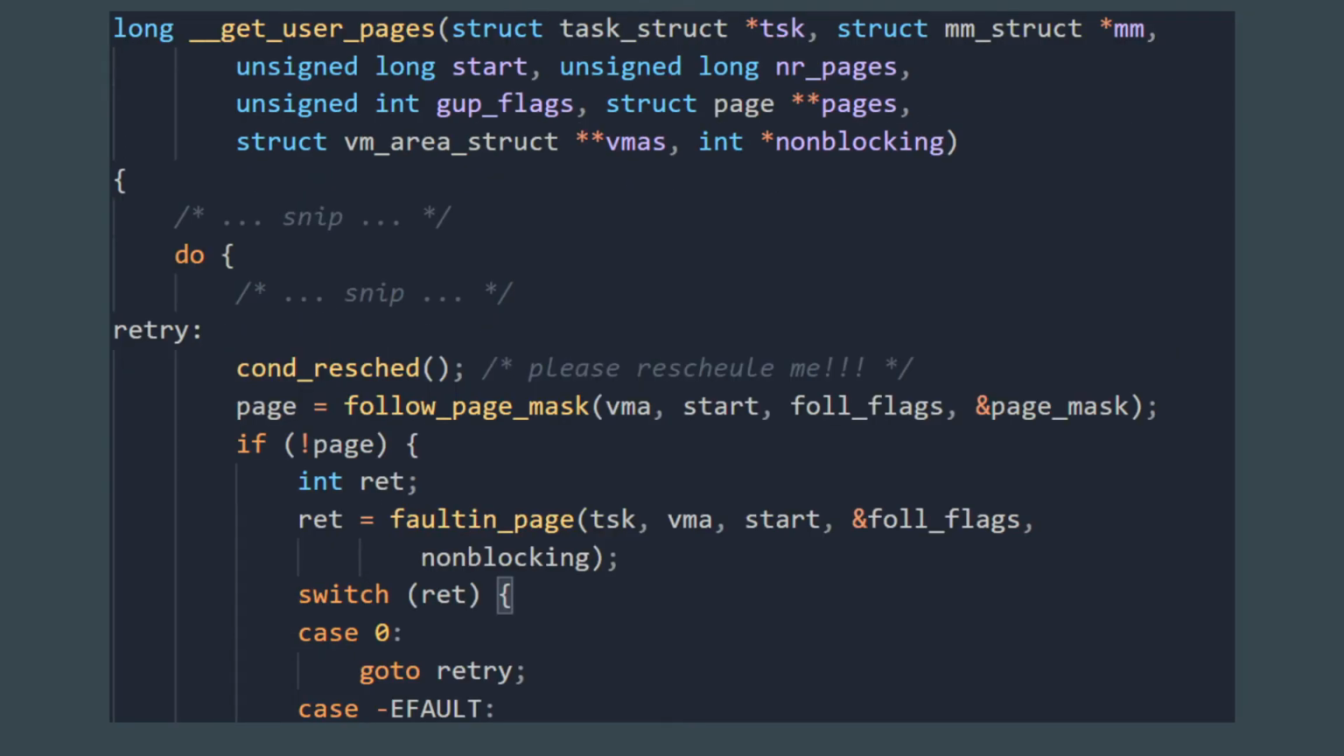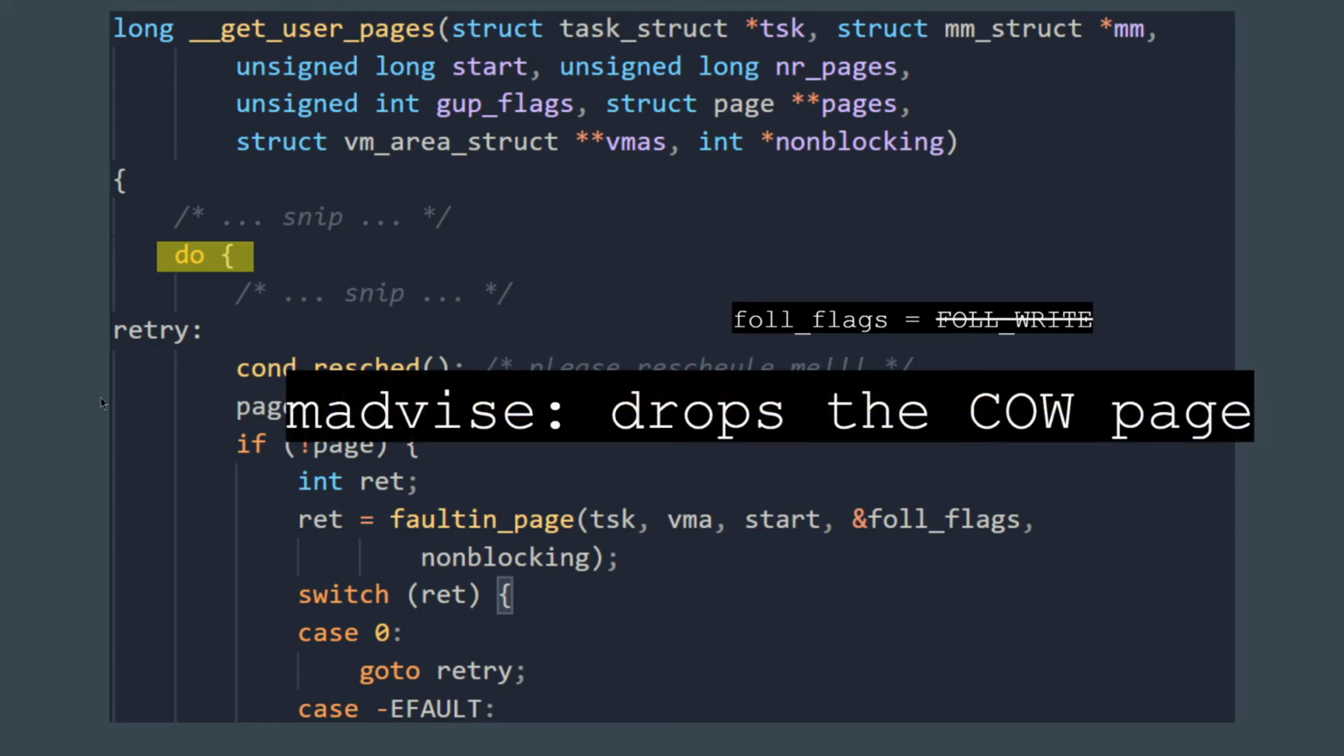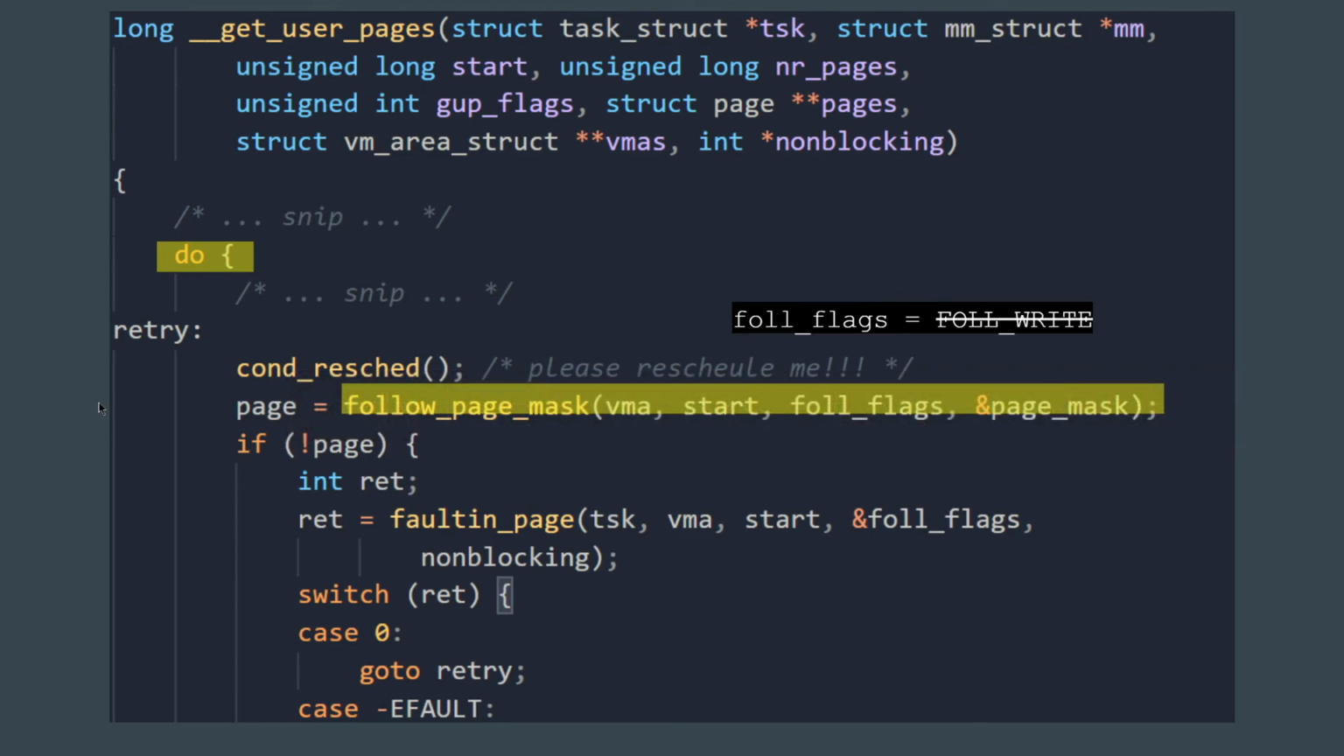Now we are back in the get user pages function. Running the loop a second time, notice that our follow write flag has been removed. Pay attention now, this is where the whole thing comes together. What if madvise were to run right now and drop the cowed page? If madvise drops the cowed page, follow page mask will return null again, causing another call to fault in page, this time without the follow write flag.